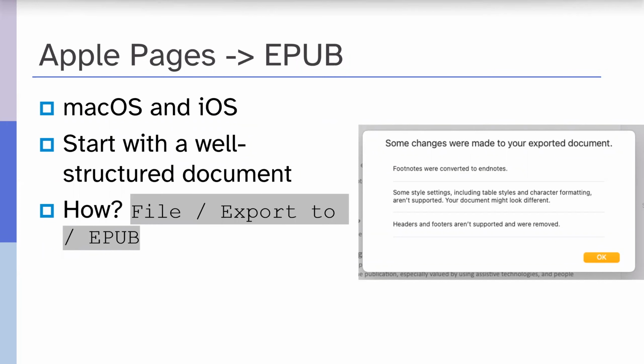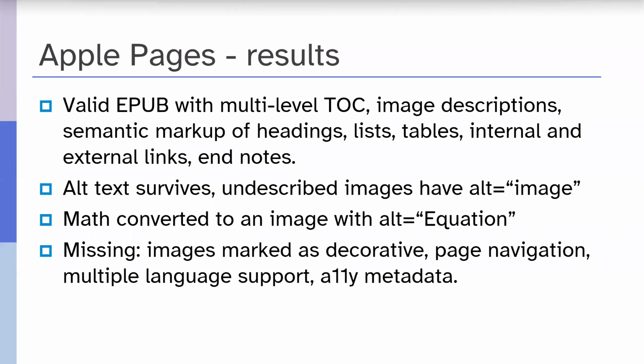So what do we find out about the accessibility properties of the EPUB that was created? Well, typically we get valid EPUB with a multi-level table of contents. You get image descriptions, you get the proper markup of headings, lists, tables, the links within and outside of your publication and endnotes. And the alt text that you've added in your Pages document, that survives, but undescribed images have alt equals image applied to them. Similarly, if you've got math in your Pages document, you by default get alt equals equation.